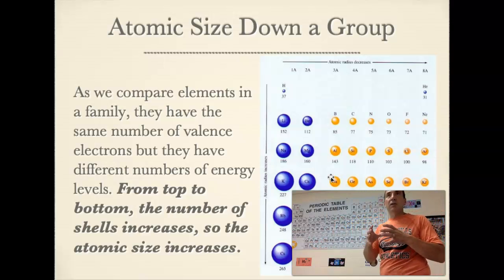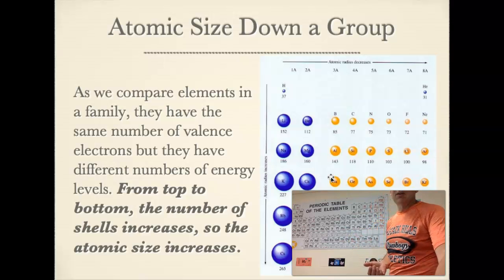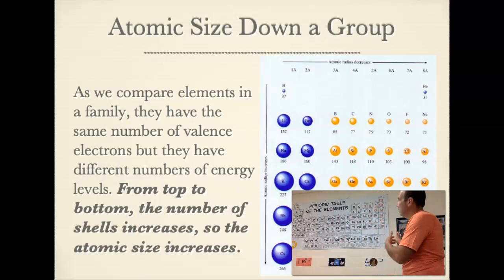So let's just talk about it from energy levels. An energy level is a ring around the nucleus. So more rings has got to be more size. So it should make sense that from top to bottom, the size increases. And you can see that here for pretty much every family. As you go down, the size is increasing. Okay? So the trend is clearly left to right, size is decreasing. Top to bottom, size is increasing.